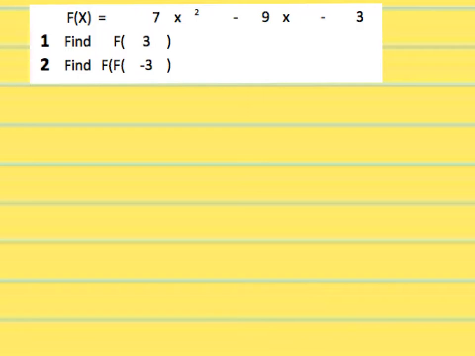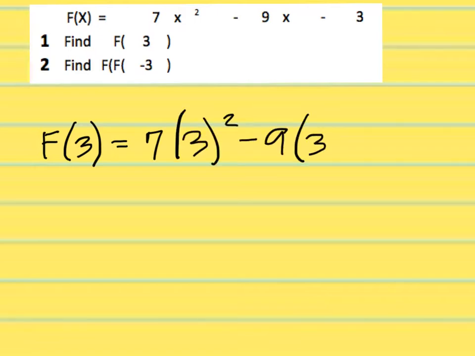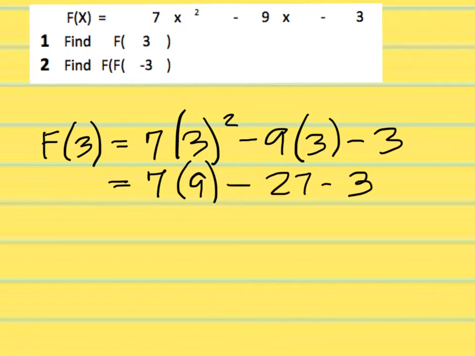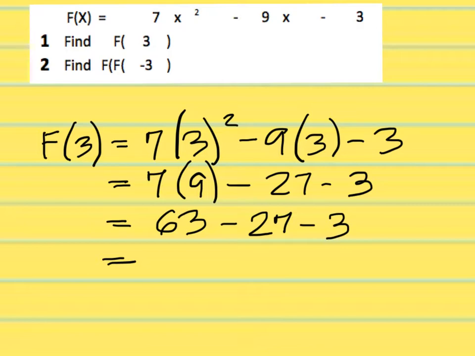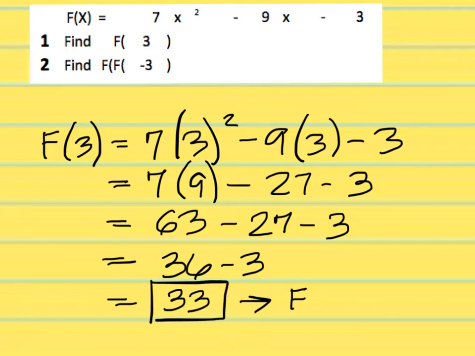In this one we have f of x equals 7x squared minus 9x minus 3. And for the first part you have to find f of 3. So we're going to do 7 times 3 squared minus 9 times 3 minus 3. That's 7 times 9 minus 27 minus 3. So it's 63 minus 27 minus 3. And 63 minus 27 is 36. Take away 3 and you get 33. That is f of 3.